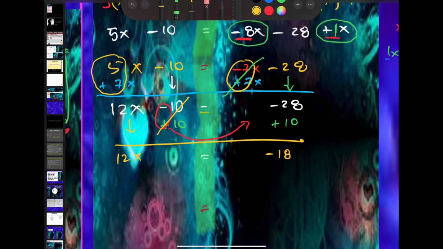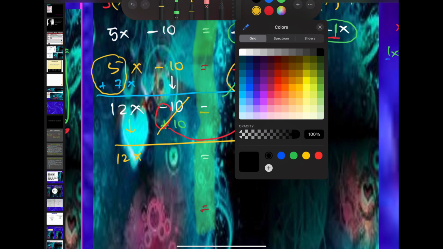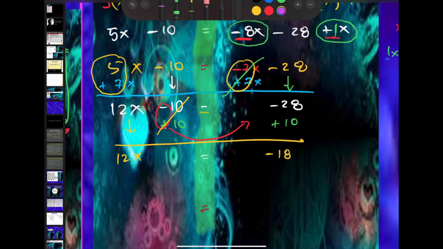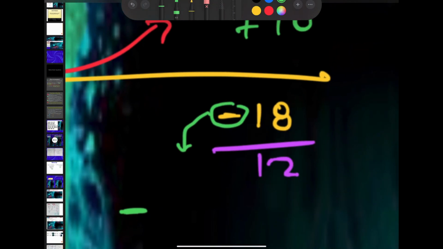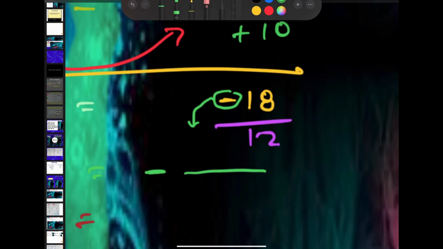Partner A, tell partner B, how do you get rid of the 12? Class, we need to divide. Yeah, the opposite of multiplication is division. I get x equals, I want you to notice the negative sign here in yellow. I'm kind of putting it in line with the purple. Does that make sense? Because a negative divided by a positive is what? Negative.